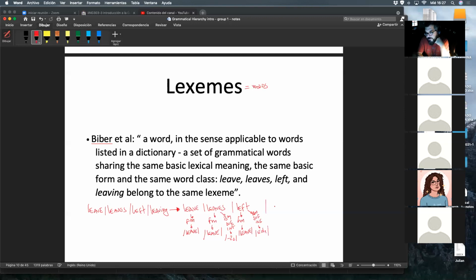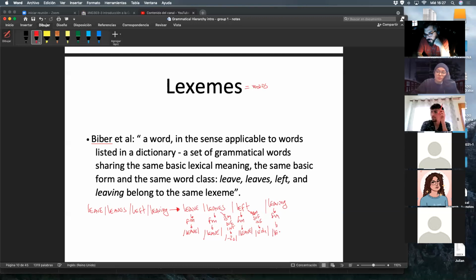And finally, leaving is the very same idea, right? So it's a free morpheme, leave, with the inflectional suffix ing. With this, I'm saying the following.